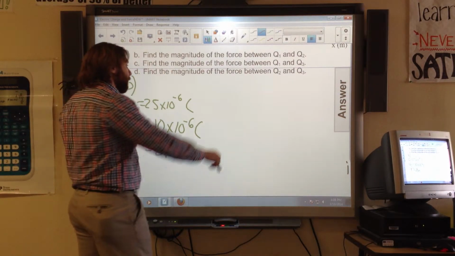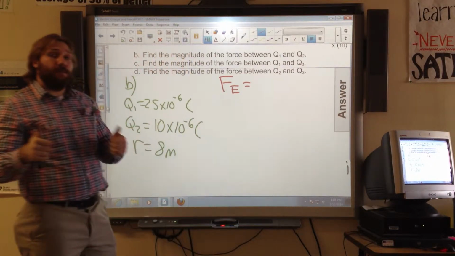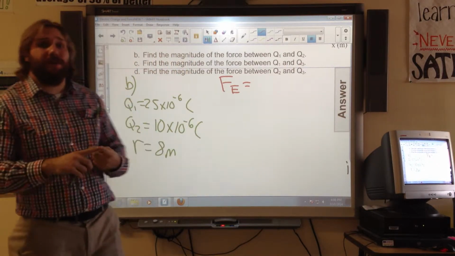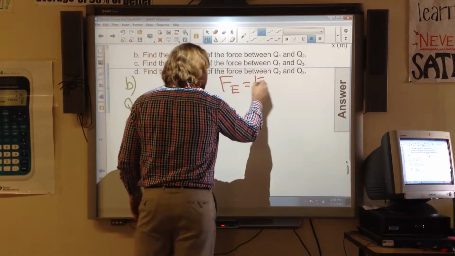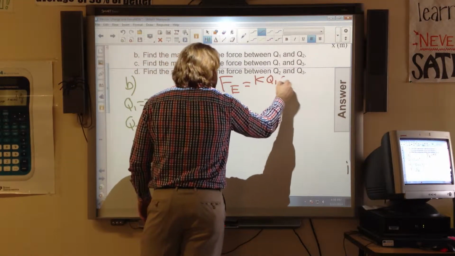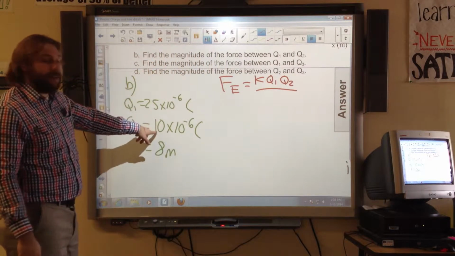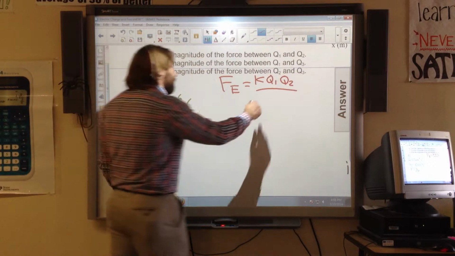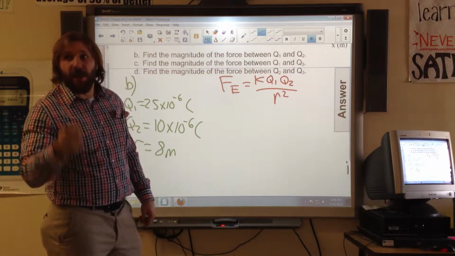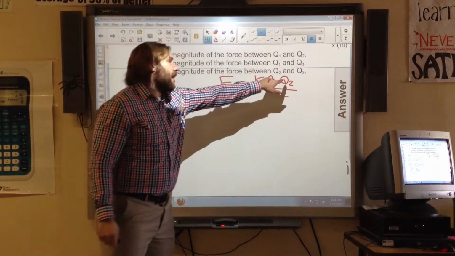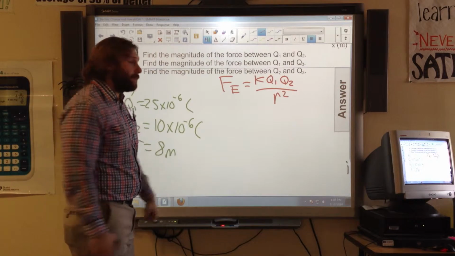Well, this is the electric force. It's proportional to the two charges that we have and inversely proportional to the radius squared. It becomes K, which is our constant, times the absolute values of Q1 and Q2, which is why I didn't put the negative on the -10, divided by the radius squared. You should never get a negative number for the magnitude of FE, because the charges are absolute values and your radius can never be negative, it's just a distance.